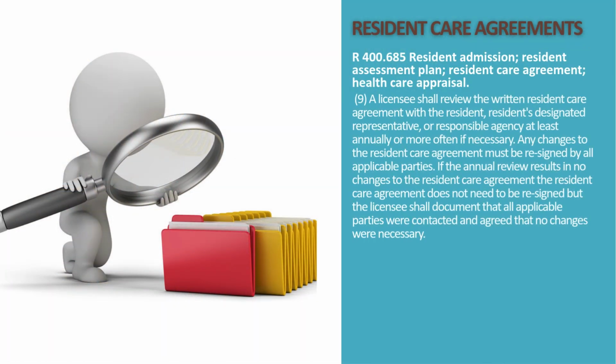A licensee shall review the written resident care agreement with the resident's designated representative, or responsible agency at least annually or more often if necessary. Any changes to the resident care agreement must be re-signed by all applicable parties. If the annual review results in no changes to the resident care agreement, the resident care agreement does not need to be re-signed. However, the licensee must document that all applicable parties were contacted and agreed that no changes were necessary.